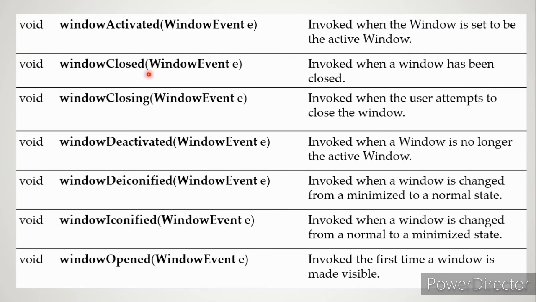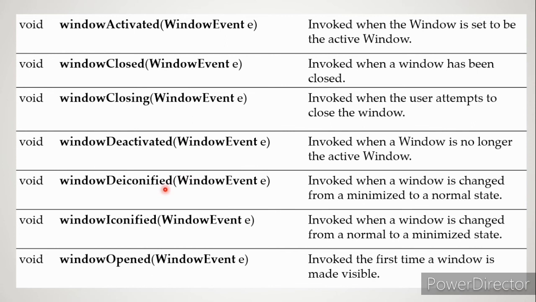Next is windowClosed. When the window has been closed, this method will be invoked. When the window closed event happens, it will invoke this method. When the window closing event happens, the window listener interface will call windowClosing. It means the user attempts to close, or based on user request, the window is going to close here. Then windowDeactivated. It means the window is no longer the active window. At that time it will call the windowDeactivated method.